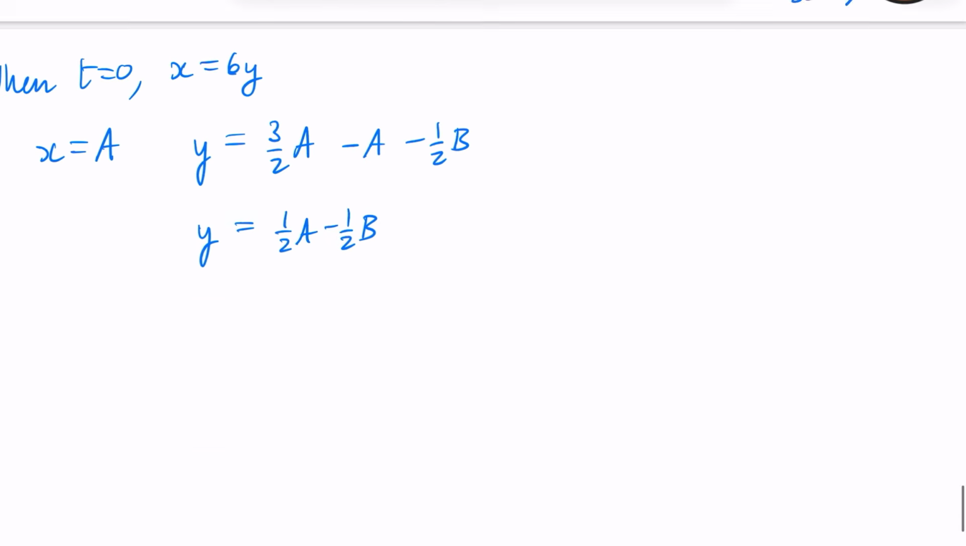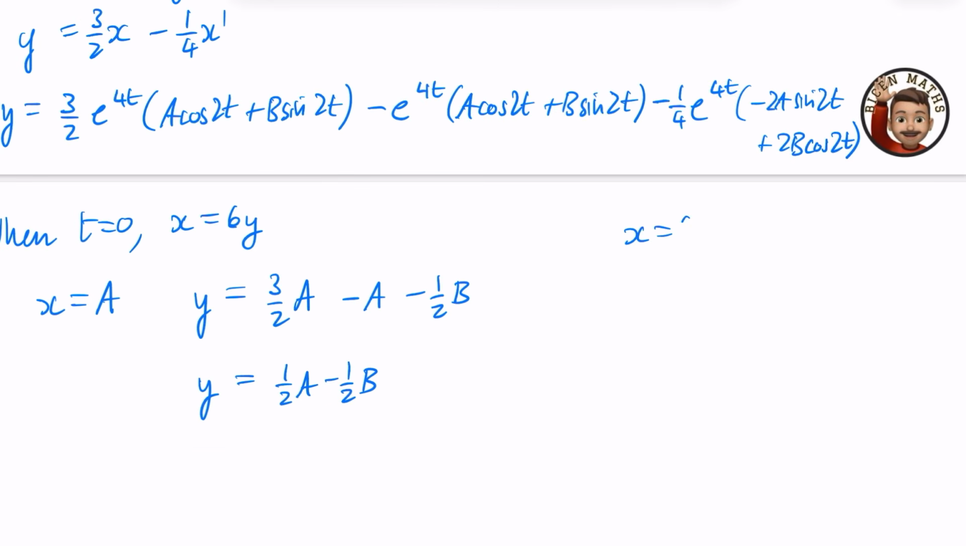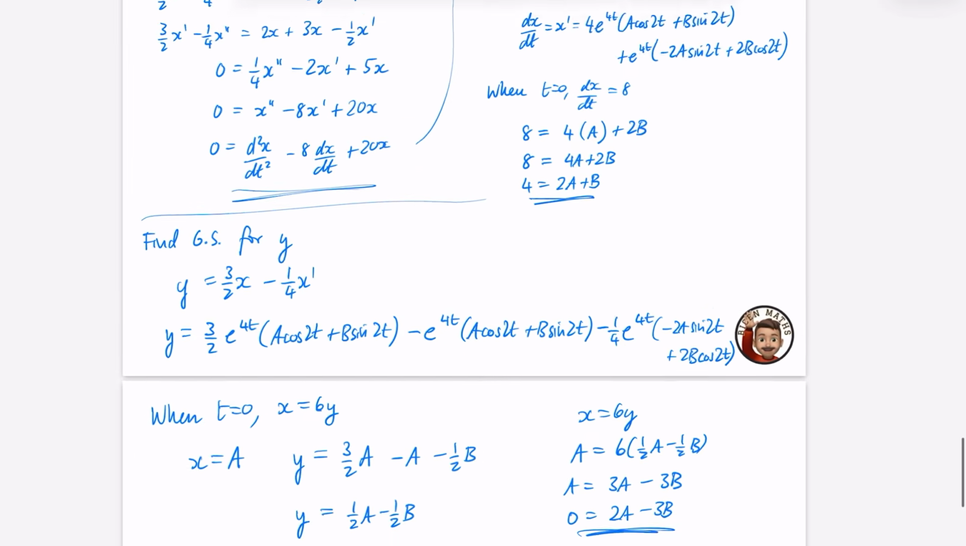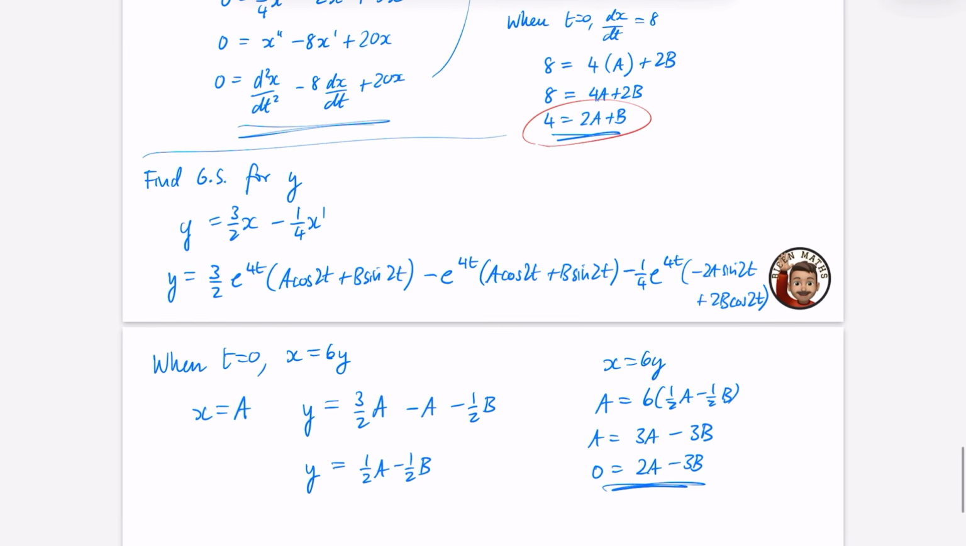And we know that x is equal to 6y. So x is equal to 6 lots of y. So a is equal to 3a minus 3b. So that's 2a minus 3b equals 0. And earlier on, we had another equation. So I'm going to take this one and solve them simultaneously to find out what a and b are.